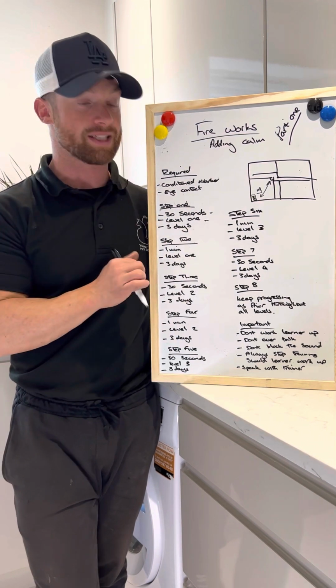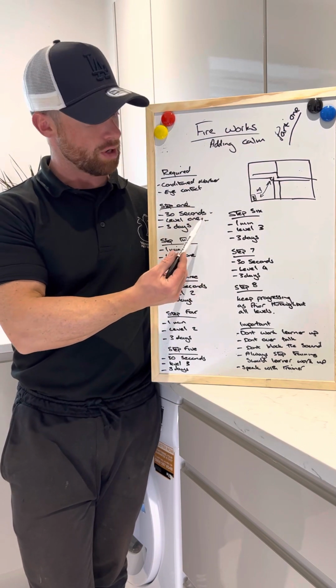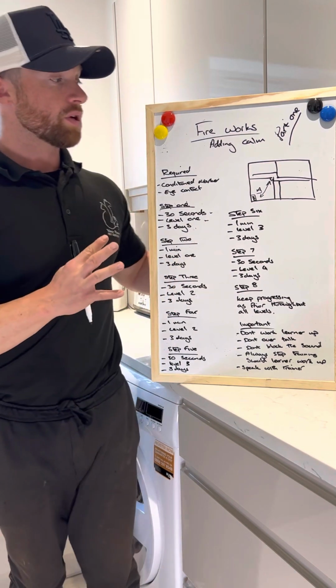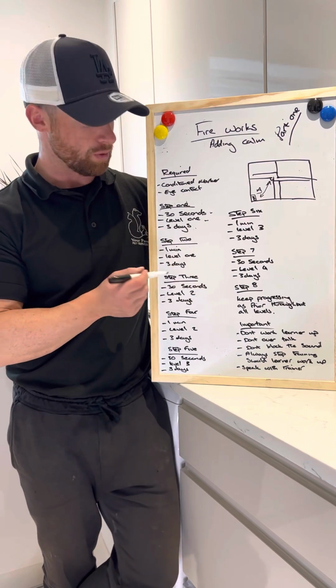But let's say we haven't had to do that. Step 1 for us is 30 seconds of playing the phone on level 1, and we're going to do that for 3 days, okay? Now, as long as our learner is happy with these 3 days, we are going to move on to step 2.